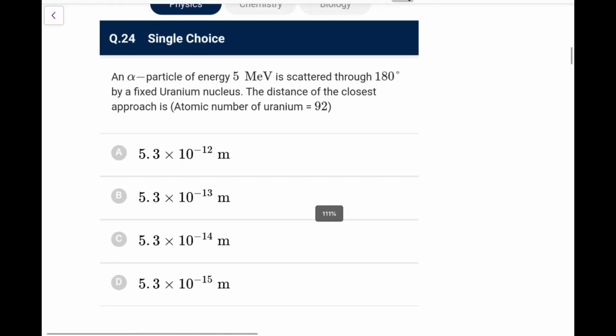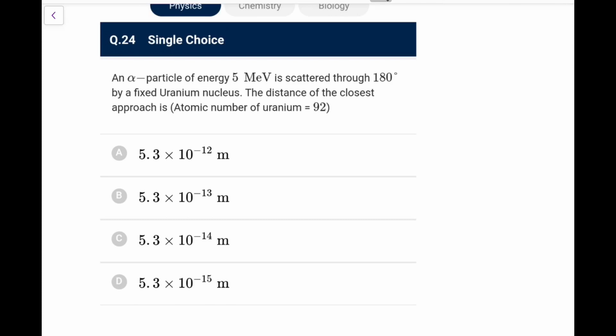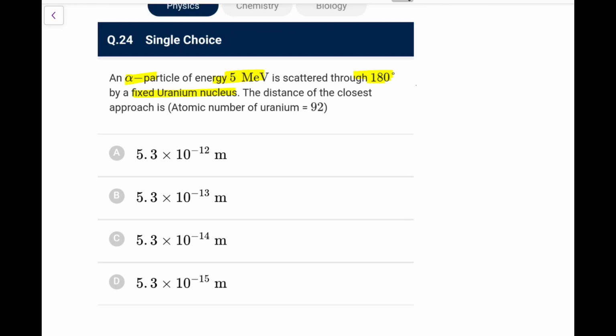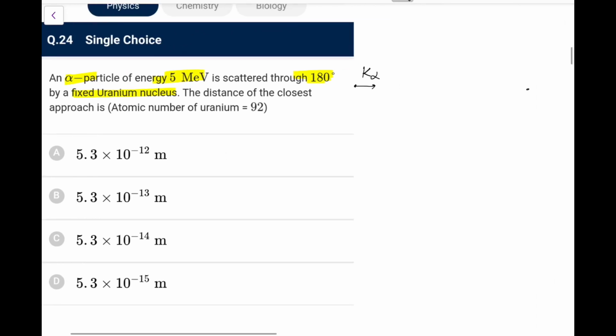Next one, this is a concept called the distance of closest approach that might be taught to you during electric potential or during nuclear physics or whatever. The alpha particle of energy 5 MeV is scattered through 180 degrees by a fixed uranium nucleus. The distance of the closest approach will be, so what we say, it was very far away when it was coming with kinetic energy K alpha, and this is a nucleus, plus 92 e charged uranium, and this is a charge plus 2e.